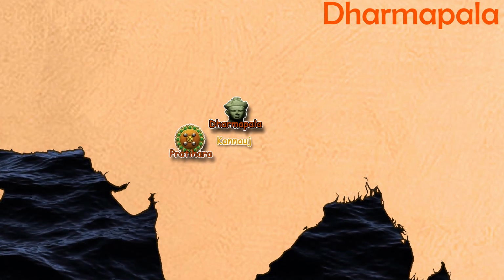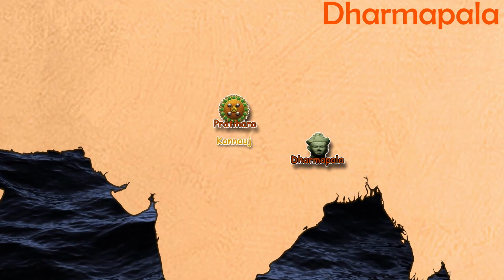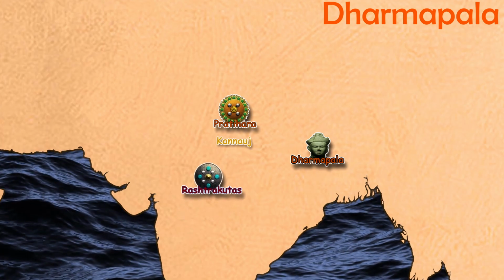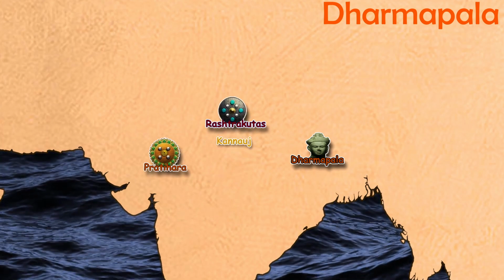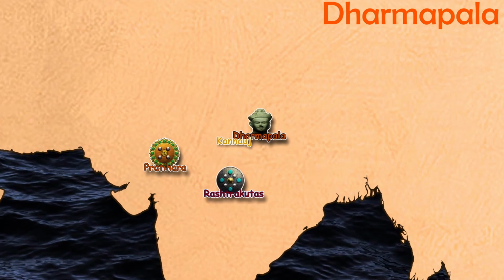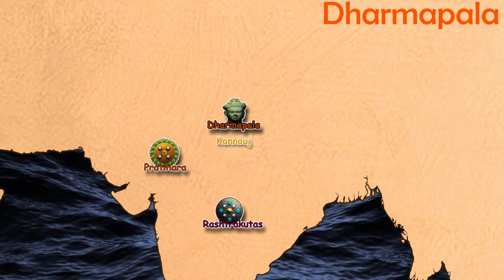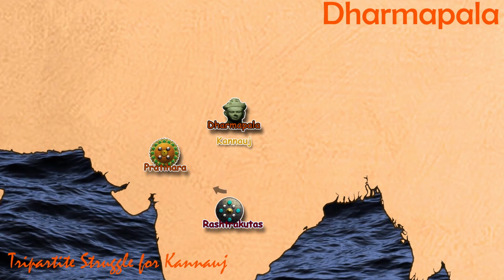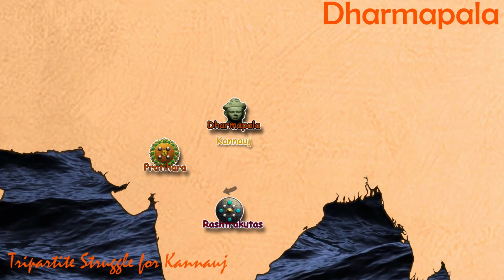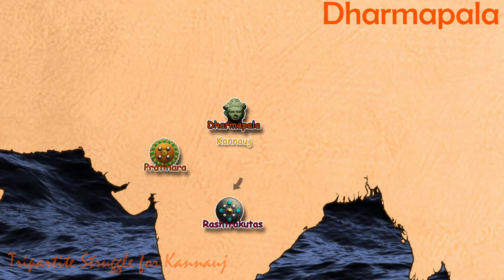This was the beginning of the long-lasting feud between the Pratiharas and the Palas. The Pratiharas retaliated and defeated Dharmapala. Later they themselves were defeated by the Rashtrakutas. As the Rashtrakutas moved to their southern realm, Dharmapala struck back at Kannauj. This chain of events continued for years and famously came to be known as the tripartite struggle for Kannauj.